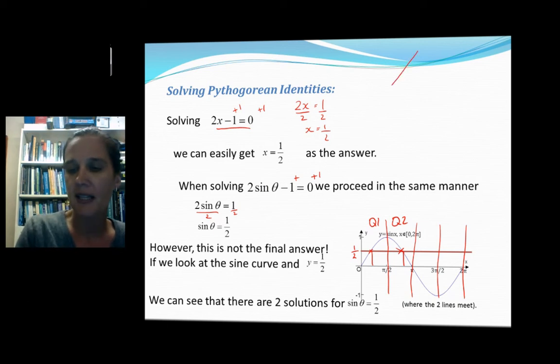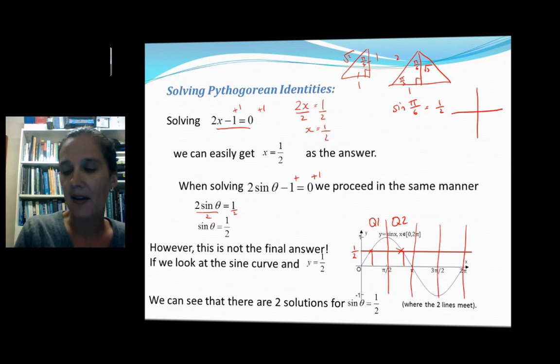And what we have to do is think about our standard triangles. So we've got here our two triangles. We've got 1, 1, root 2, pi on 4. Here we've got 2, 1, square root of 3. We've got pi on 3 and pi on 6. And here we want sine of something to be equal to a half. So if we look at pi on 3, it's root 3 on 2. Pi on 6, it's 1 on 2. So sine of pi on 6 is equal to a half. So that's going to be our first answer here in our quadrant 1.